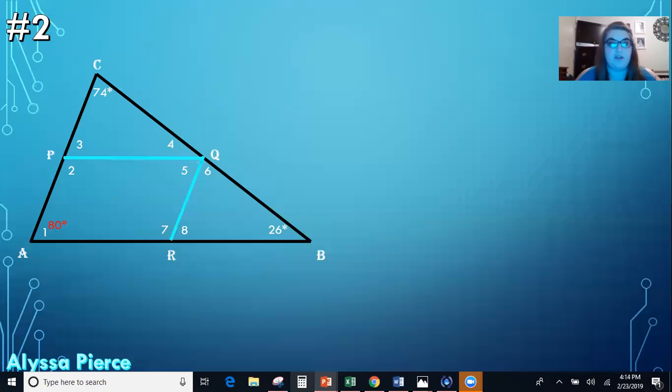So let's move on to the second one. Now 1 and 5, what can you tell? They're the exact same size. So 5 is also going to be 80. So let's help ourselves out here. 3 is similar to 1. So that is also going to be 80 degrees.